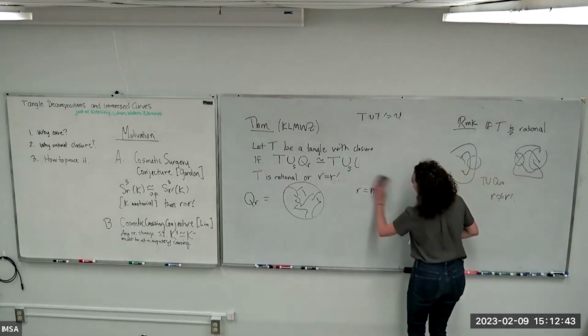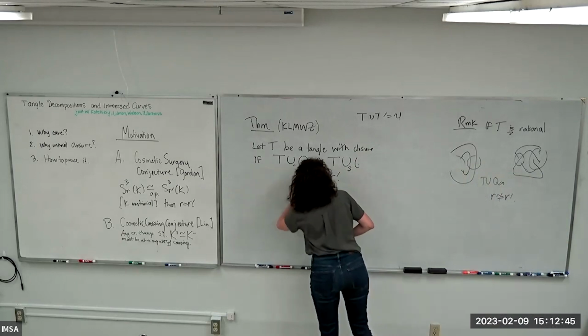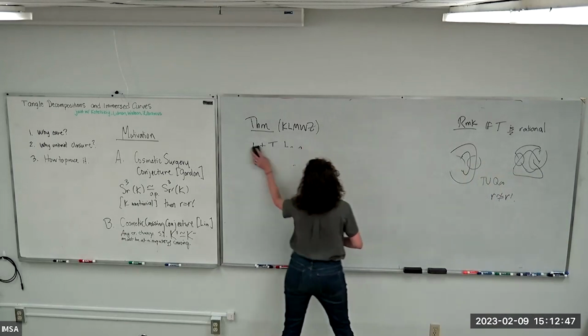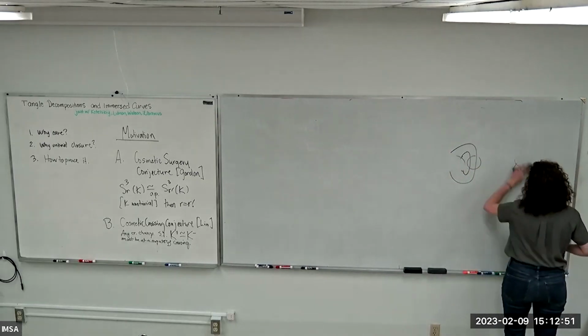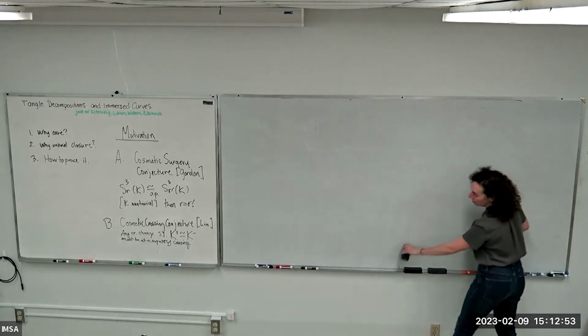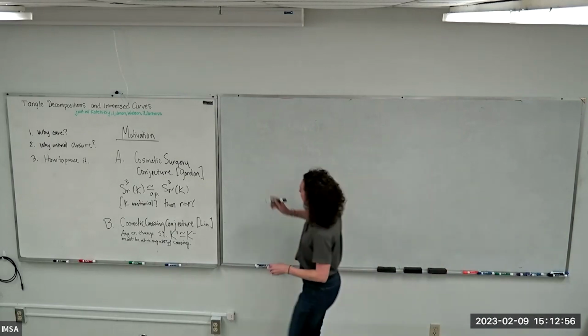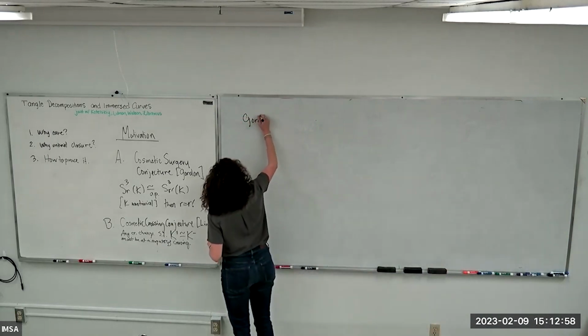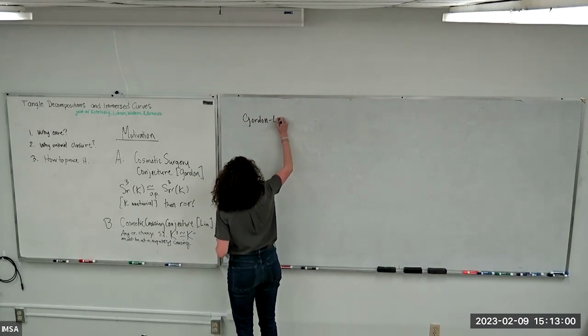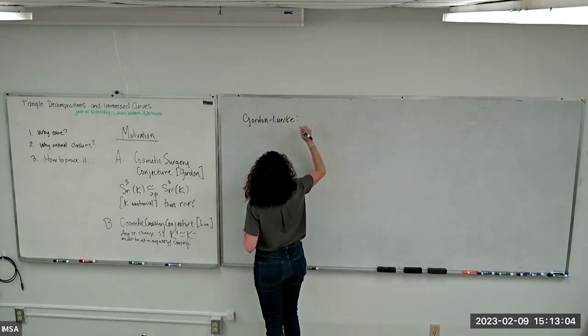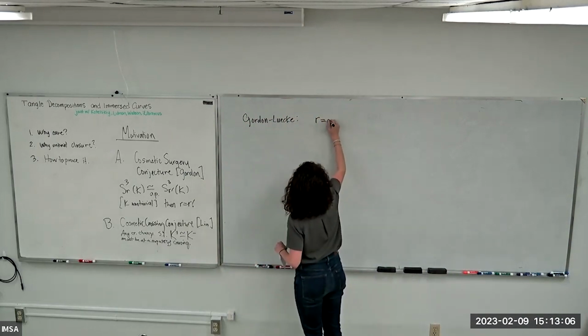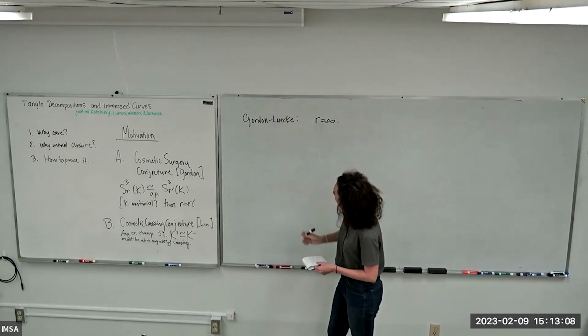Well, no, I'll just erase this. Okay. So lots of progress has been made on problem A, though it is still open. Gordon and Luecke's knot complement theorem implies that r can't be equal to infinity in this situation.